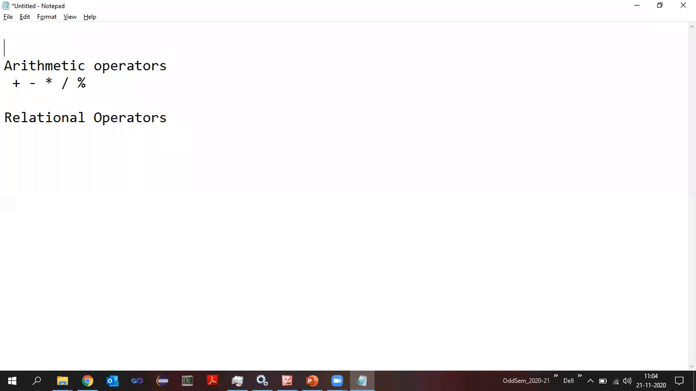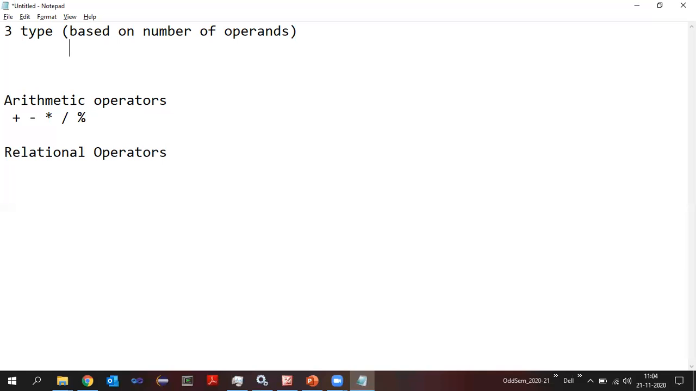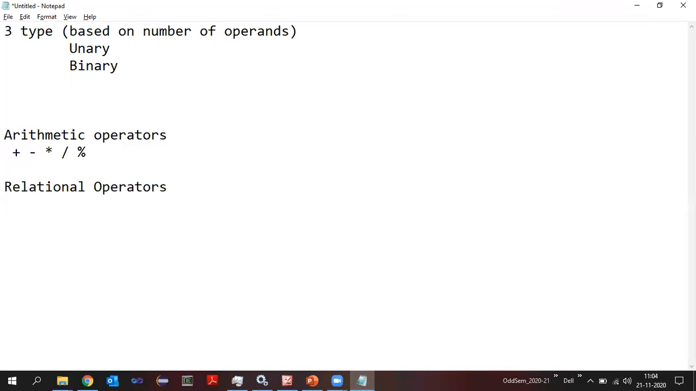We were discussing the operators in C programming. Broadly, we can categorize them into 3 types. This is the broad classification based upon the number of operands. The first type is called unary operators, the second is binary operators, and the third is ternary operators.